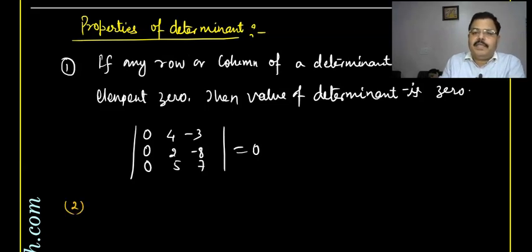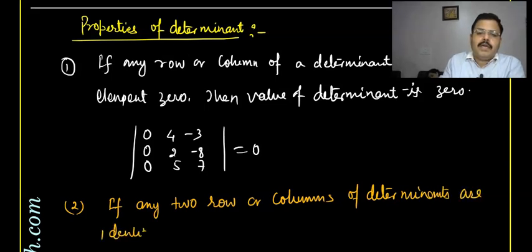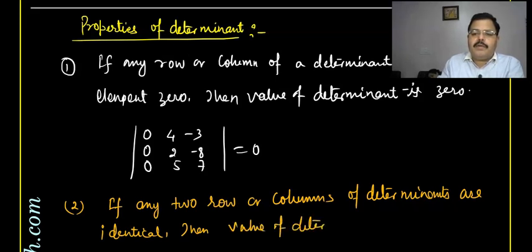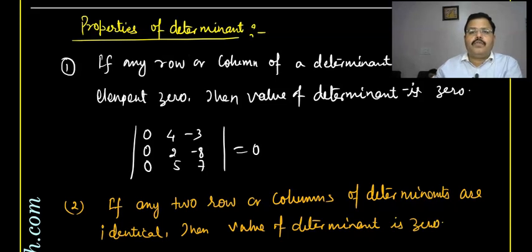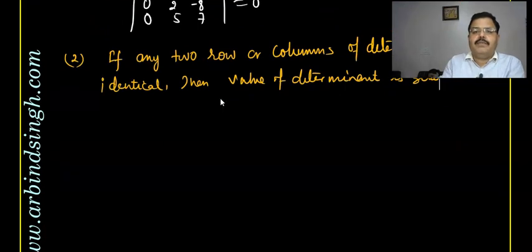The second property is that if any two rows or columns of a determinant are identical, then the value of the determinant is zero. Right? So, if any two rows or columns of a determinant are identical, then the value of the determinant is equal to zero.